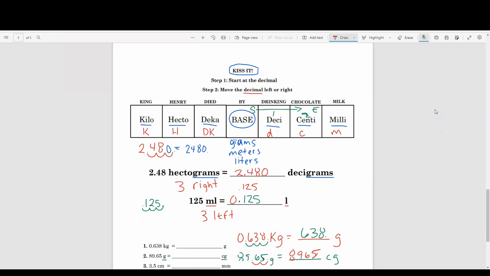All right, so if we keep it super simple, once you have your lineup and you know what you're converting, you mark your starting point, you mark your ending point. You indicate whether you're going to the left or to the right, how many spaces, and that determines your decimal movement. That's it. That's all you're doing.